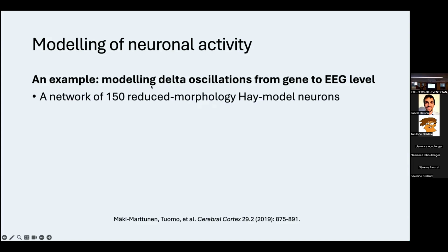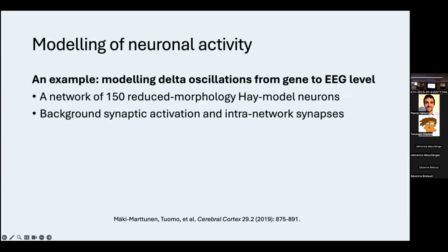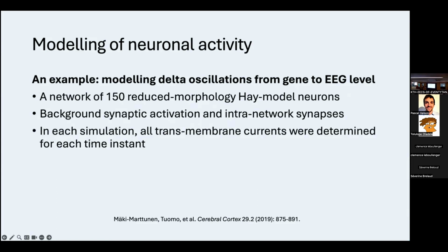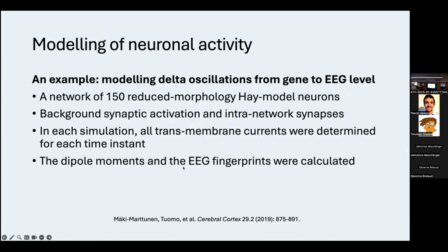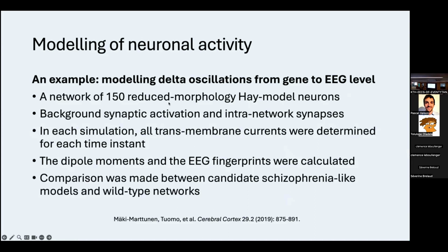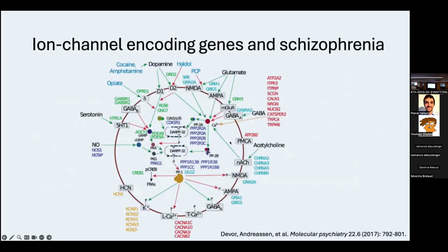We use the same model of 150 reduced morphology Hay model neurons, and the same background synaptic activation and intranetwork synapses. We calculate the transmembrane currents for each of these neurons for each time instant, and that gives us EEG at a given distance. Then we compare what we consider to be a schizophrenia-like case, and wild-type networks, which would be the default model.